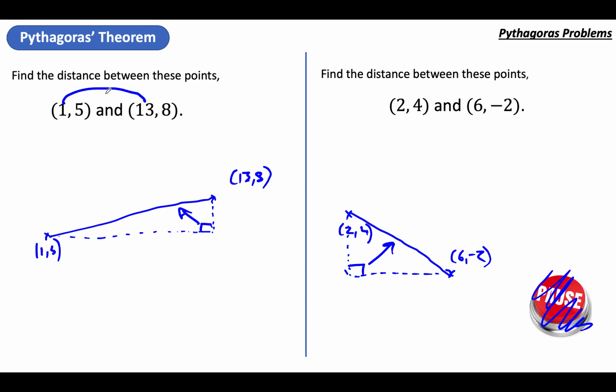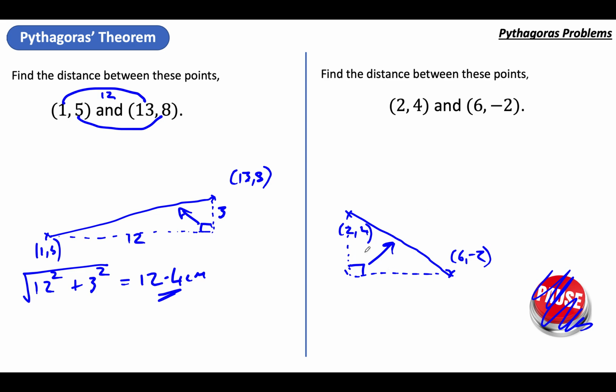From 1 to 13, we have gone 12. How far up? Gone from 5 to 8. That's a difference of 3. So 12 squared plus 3 squared, add them and then square root it. 3 root 17, which to 1 decimal place is 12.4 centimeters, or 12.37 to 2 decimal places, if you did so.